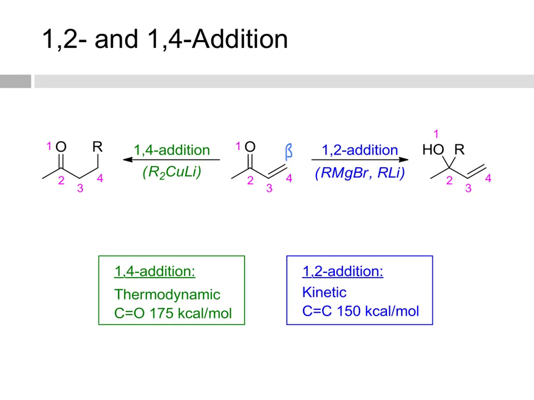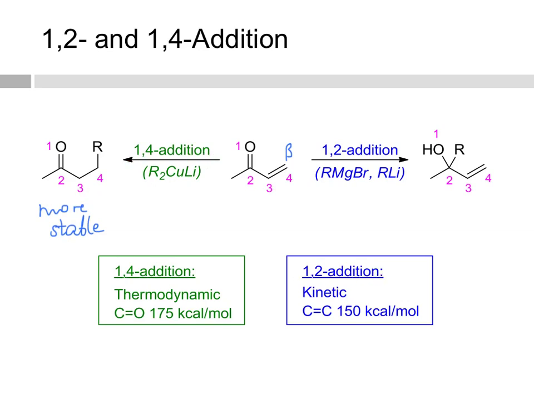When we compare the 1,4 addition and 1,2 addition processes, the 1,4 addition gives the thermodynamic product, that is the more stable product. If we think about the relative stabilities of the compounds, a carbon-oxygen double bond is more stable than a carbon-carbon double bond. And so this is the more stable compound due to the stability of the carbon-oxygen double bond, and that's the thermodynamic product. This is the product of a 1,4 addition.